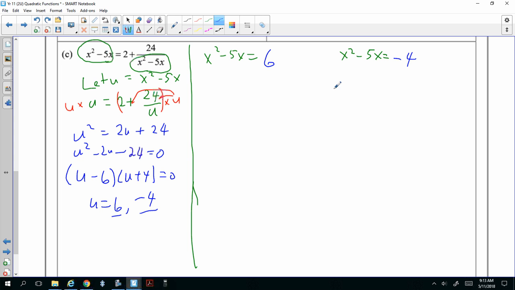To solve this, we'll go like this. x squared minus 5x minus 6 is 0. x squared minus 5x plus 4 equal to 0, and solve both of them. So you have 4 solutions.